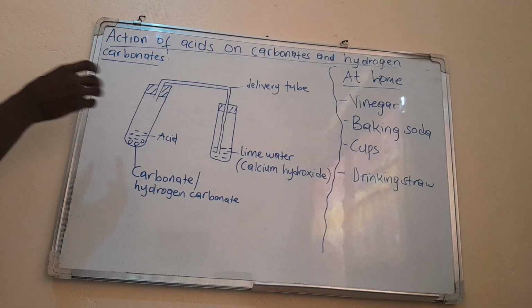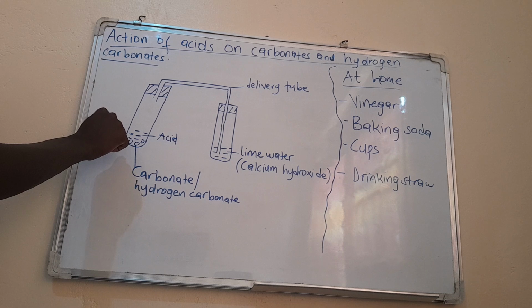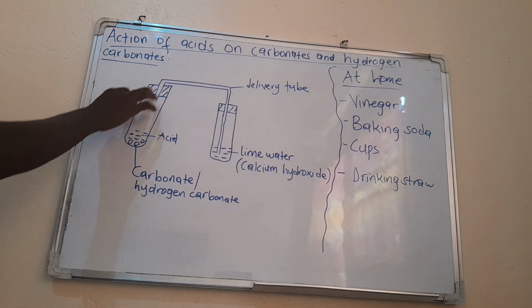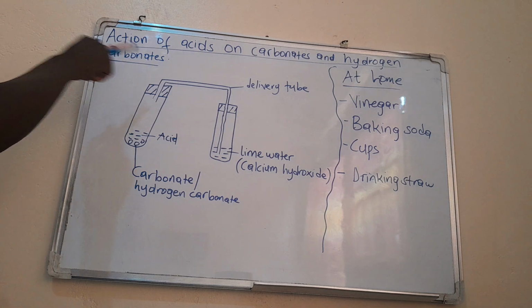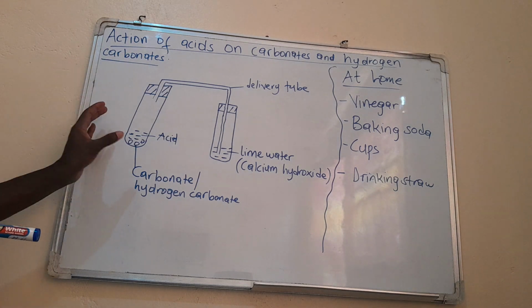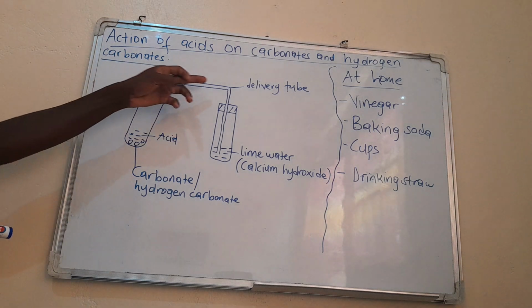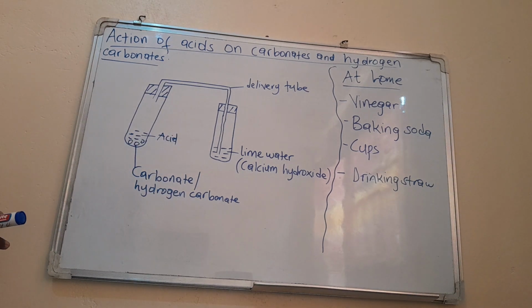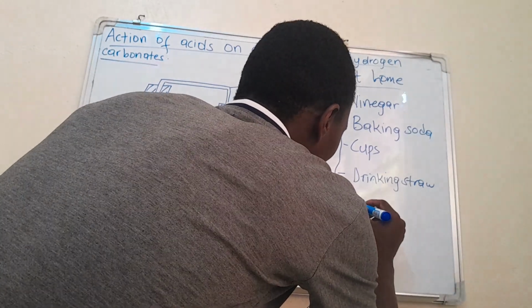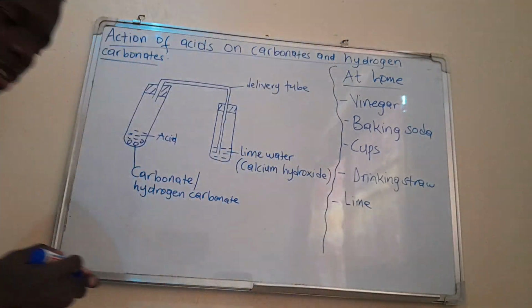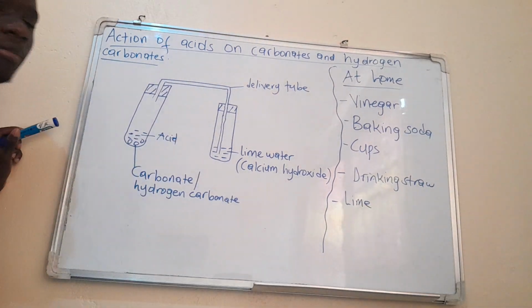Connect the cup to a straw. So that straw is to help you to liberate carbon dioxide gas from this cup. Then take that carbon dioxide gas through lime water. I think most of you at your home you have lime. If you don't have lime, go to the hardware and look out for lime.